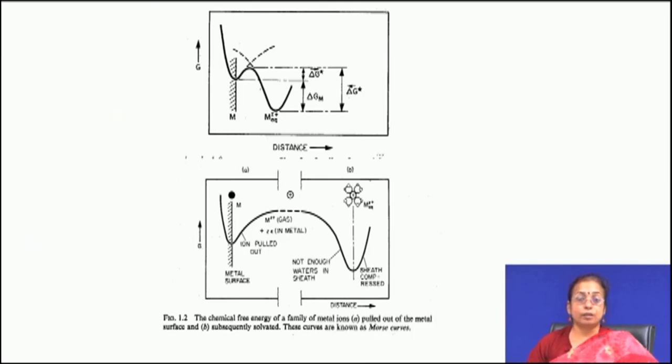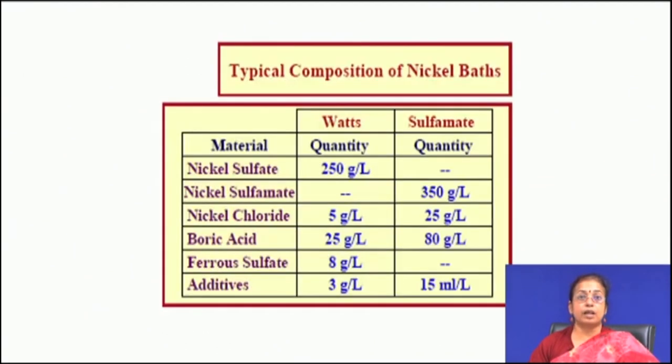So, the charge accumulation decreases the weight of the metal which is actually deposited, and there is always a difference between the weight which is calculated from Faraday's law and the weight of the metal which is actually deposited. The ratio between the two gives you the efficiency of the electro deposition process.